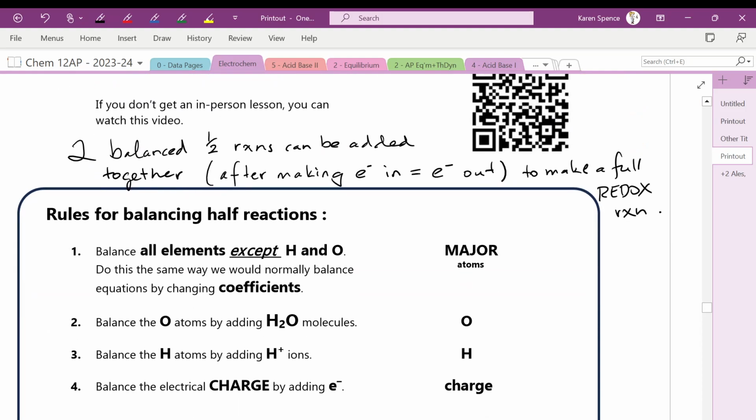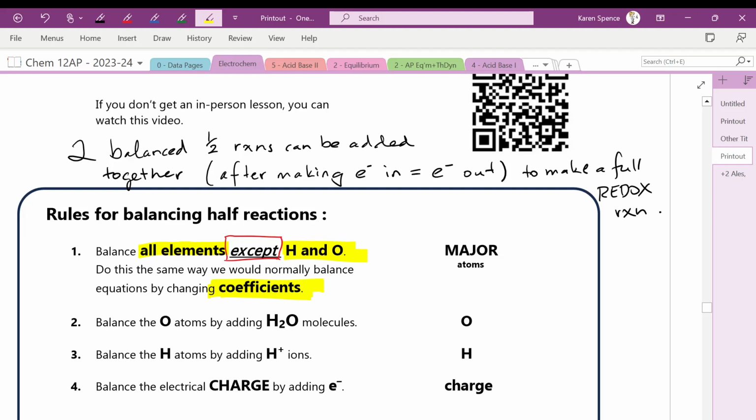Balance all the elements except H and O. And you're going to do that just like you do with any other reaction. How do you normally balance something? You add coefficients. So we're going to balance all the elements except H and O using coefficients.